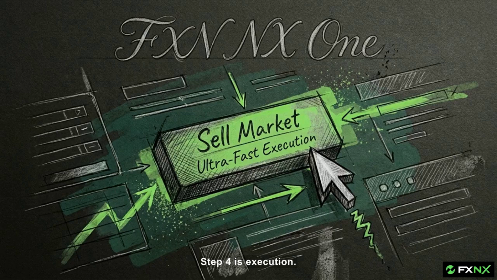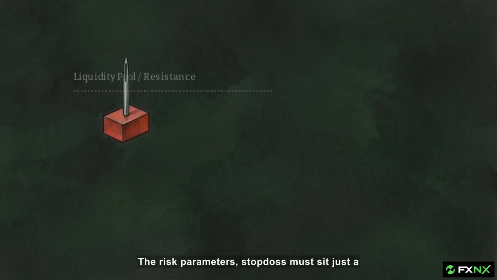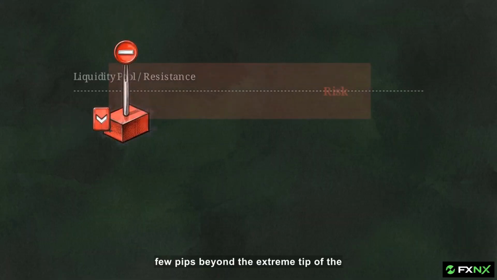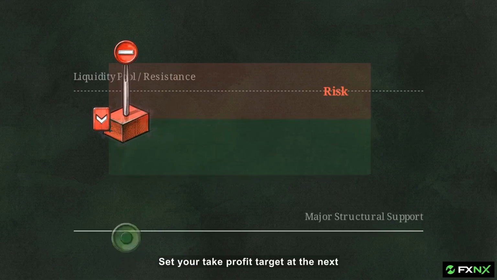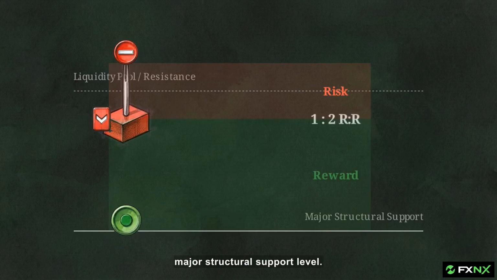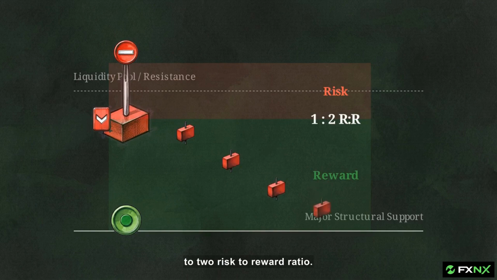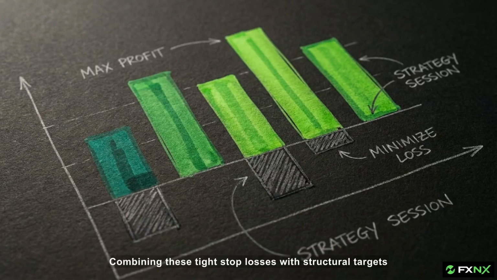Step 4 is execution. Immediately upon that lower timeframe confirmation, execute a market order in the opposite direction of the failed breakout. The risk parameters: stop loss must sit just a few pips beyond the extreme tip of the reversal wick. Set your take profit target at the next major structural support level. This specific entry logic maintains a minimum 1-to-2 risk-to-reward ratio. Combining these tight stop losses with structural targets creates a statistical framework where the rewards consistently outweigh the individual losses.